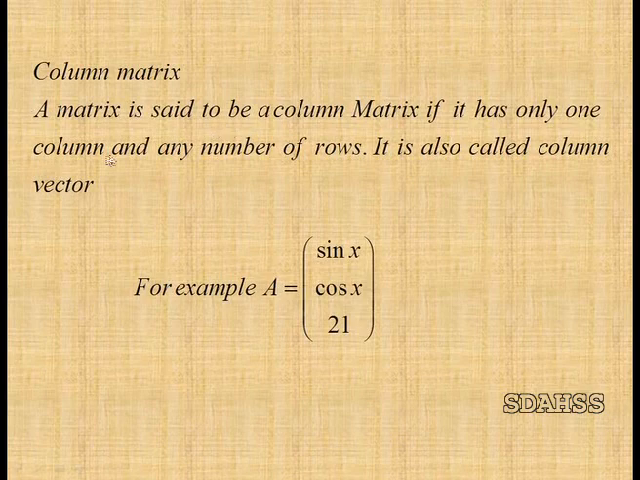Then column matrix. A matrix is said to be a column matrix if it has only one column and any number of rows. It is also called a column vector. See, for example, A is equal to sin x, cos x, 21. This matrix has only one column and any number of rows, so it is said to be a column matrix.